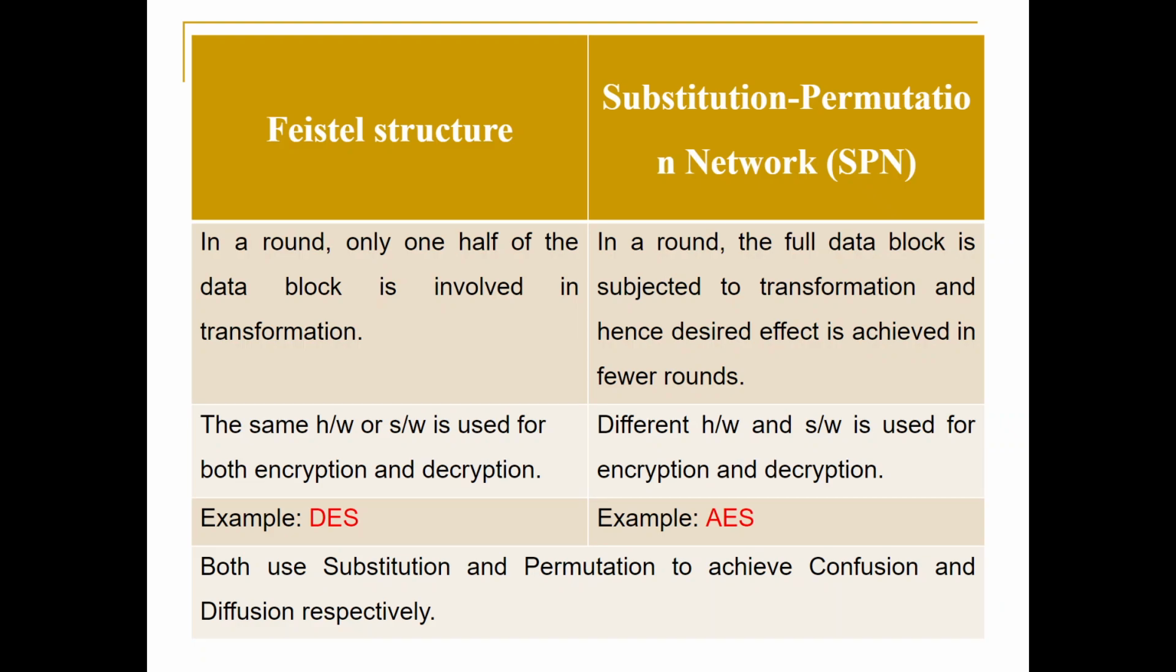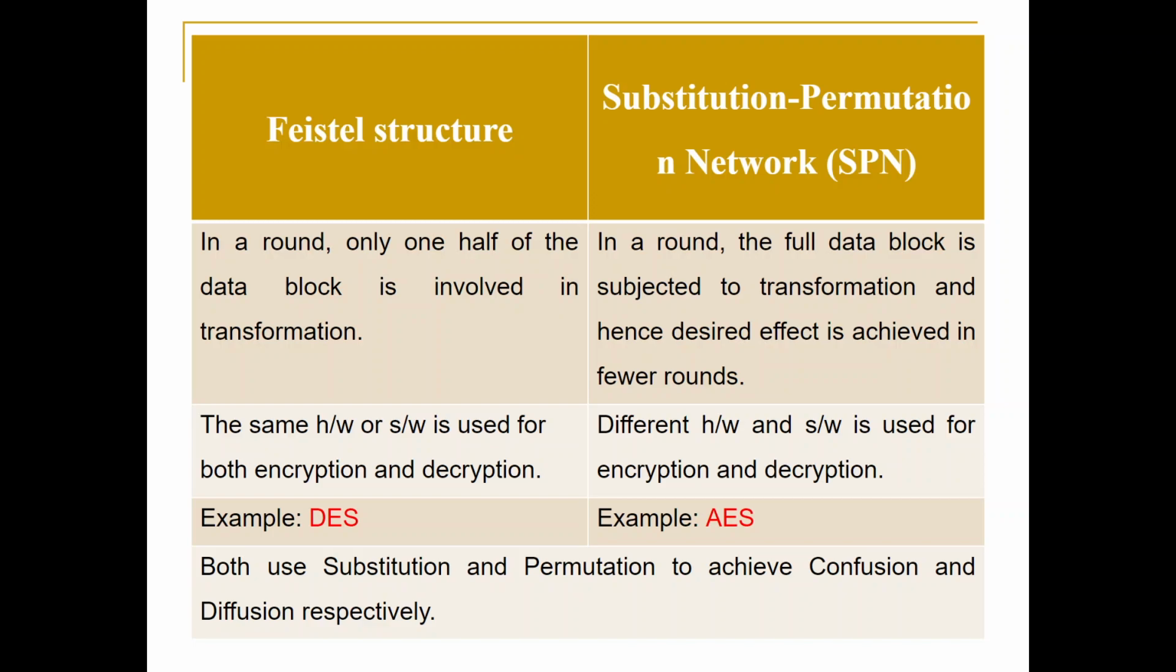So now let us discuss the Feistel structure and the substitution permutation network. In the Feistel structure, we are making a transformation to only one half of the data block. Whereas in the substitution permutation network, the entire data block is subjected to transformation. Hence, the desired cryptographic effect is achieved in fewer rounds. So that is a great advantage.